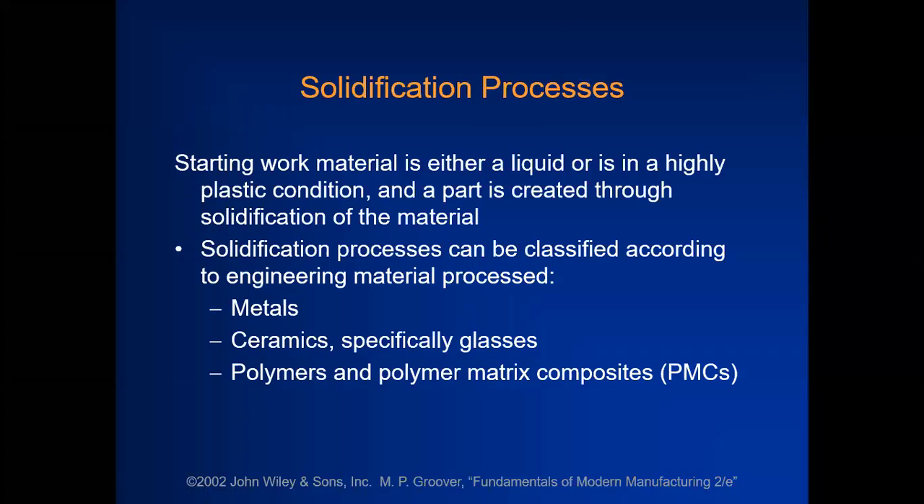So what are the solidification processes? In the solidification process, the work material starts as a liquid that is heated in a furnace or is in a highly plastic condition, and then a part is created through the solidification of the molten metal. Solidification processes can be classified according to the engineering material being processed. So engineering materials are metals, ceramics, polymers, and polymer matrix composites. These materials have been discussed in our earlier lecture also.